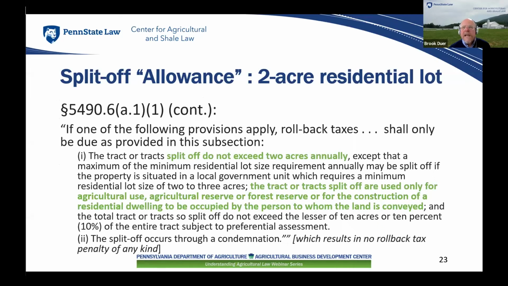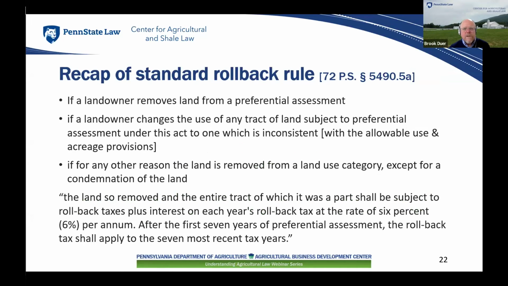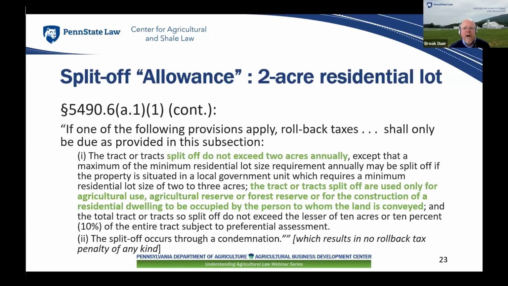Now, there is an exception, an allowance for split offs. Of course there is. It's Clean and Green. What I'll call the 2-acre residential lot allowance, which means, and here's the section and everything, it says, if one of the following provisions apply, rollback taxes shall only be due as provided in this section. So the standard language was what we had before, back here, and now here's the exceptions beginning. Okay, the tract or tracts split off do not exceed 2 acres annually.